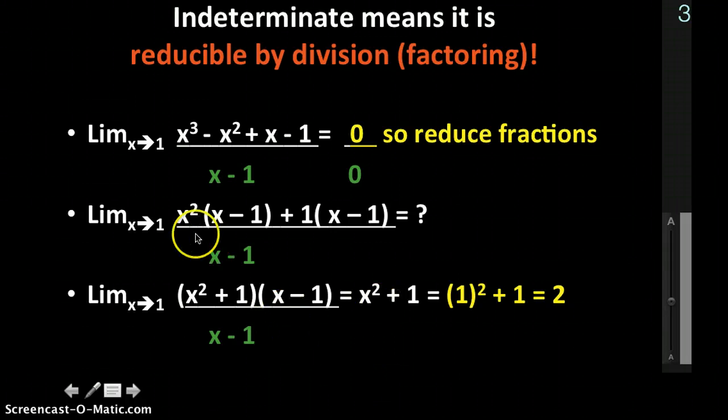Now I go back to the x equals 1, which gave me 0 over 0 here. And I just plug it in again for x. I go right back where I was, and I get 1 plus 1 is 2.